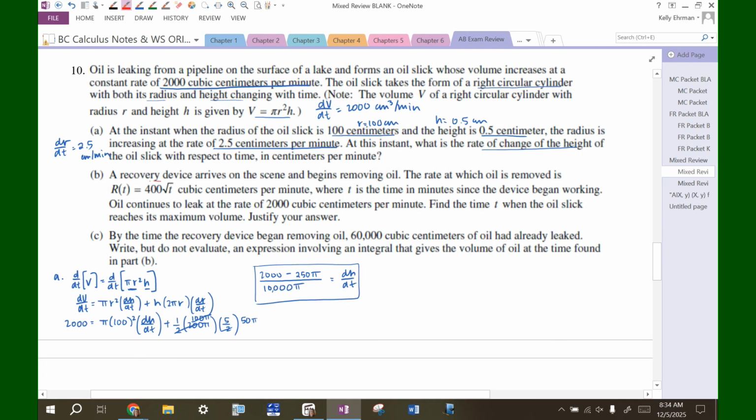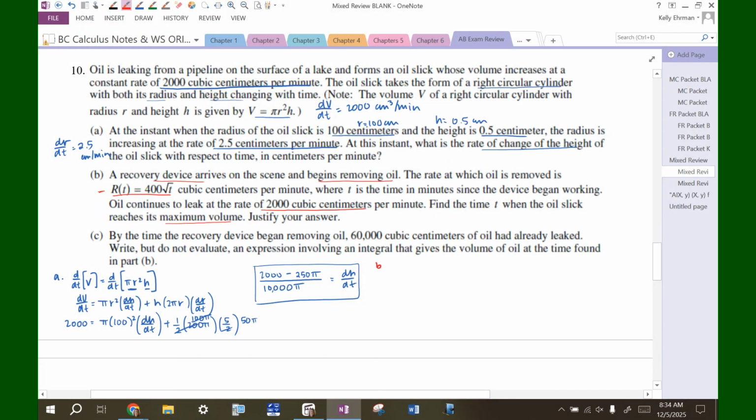Part B, a recovery device arrives on the scene and begins removing oil. The rate at which oil is removed is 400 t cubic centimeters per minute. This will be a subtracted volume, by the way, if we're compiling things. T is time in minutes since the device began working. Oil continues to leak at this rate. Find the time when the oil slick reaches its max volume.